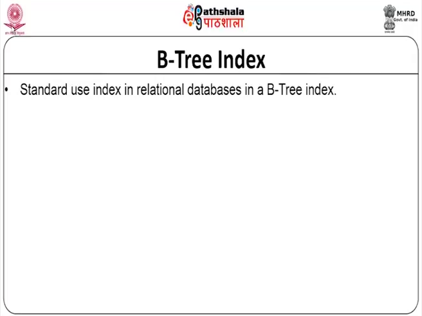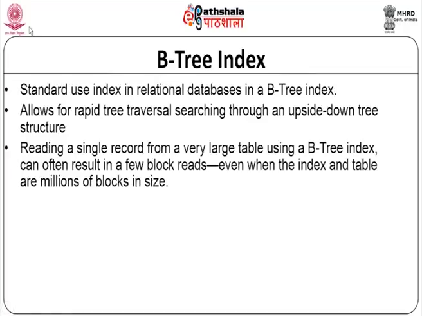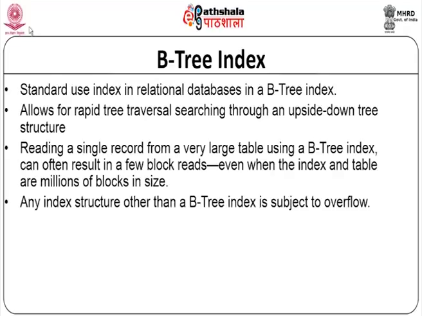So, let us look at B trees from the indexing viewpoint. The standard index in a relational database is a B tree index, and it allows for rapid tree traversal, searching through an upside down tree structure. Reading a single record from a large table using a B tree index can often result in only a few block reads, even when the index and table are millions of blocks in size. So, whatever the size, you can do it with only a few block reads, because the index has been stored in a very efficient way.